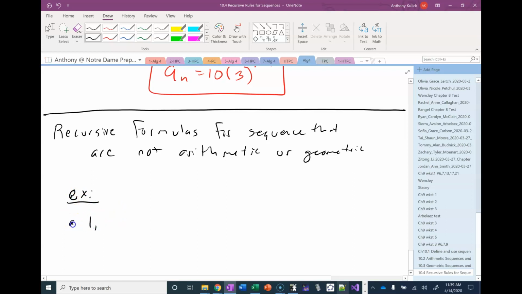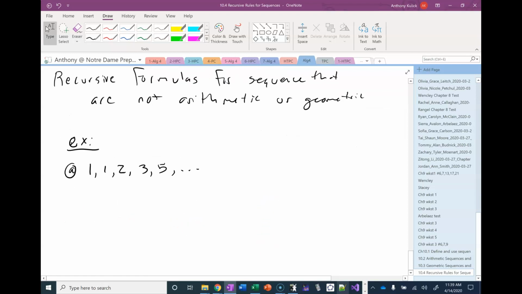So we'll start with a very famous example. This sequence is called the Fibonacci sequence. Those of you that remember from several years ago, or perhaps the movie, there's a very popular book and movie called The Da Vinci Code, where the Fibonacci sequence was an important plot point. This is the Fibonacci sequence.